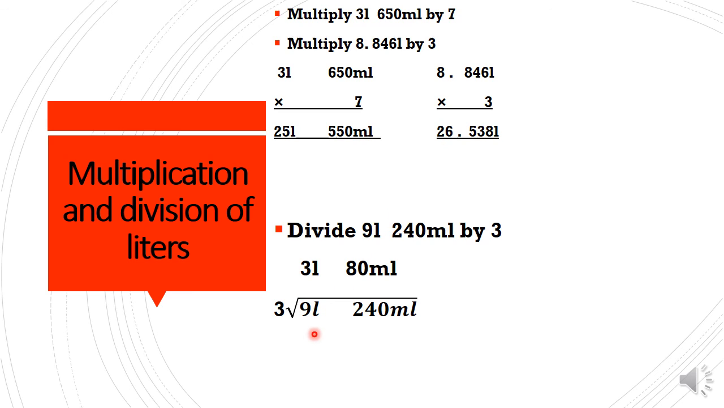So now let's divide in liters. They said we should divide 9 liters 240 milliliters by 3. So just put your division sign, this, put 3 at the outside and put your liters and milliliters in the inside. 3 divide 9, 3 liters. 3 divides 24, 8. So 3 divides 0, 0. So we have 3 liters 80 milliliters left. Do you understand this? Is it interesting?